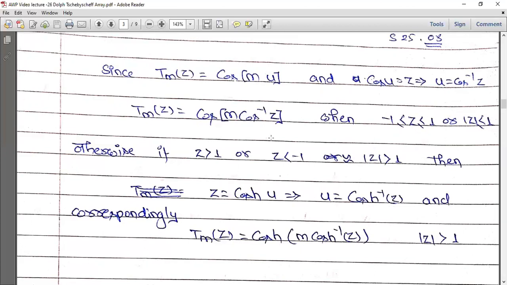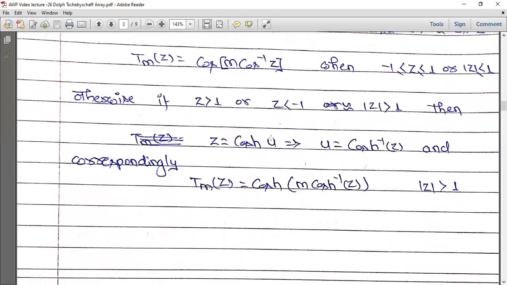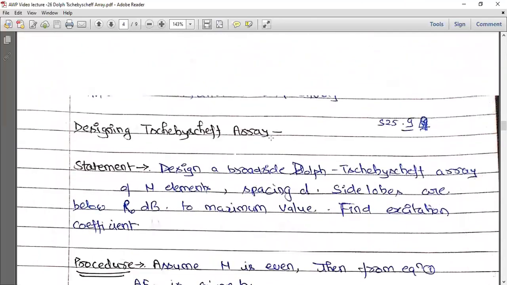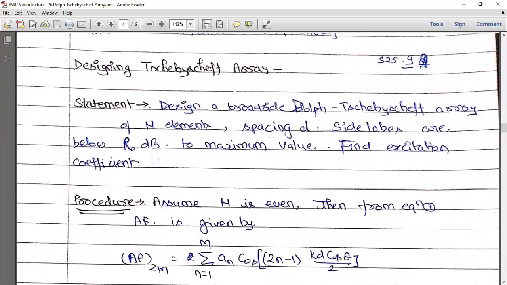When mod z is less than or equal to 1, the Chebyshev polynomial will be defined as cos of m cos inverse z. When mod of z is greater than 1, in that case it is defined as cosh of m cosh inverse z. What is the meaning of cosh? What is the meaning of cosh inverse? I hope you all understand the hyperbolic trigonometric functions. Okay, so that's all about the Chebyshev polynomial of different degrees.